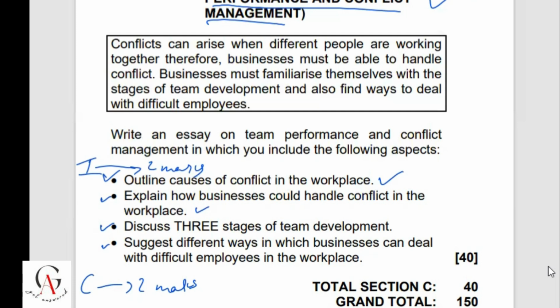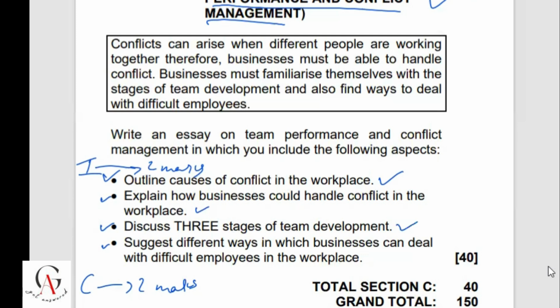Now let's check bullet number 3, discuss 3 stages of team development. In team development, we have the forming stage, storming, norming, performing, and adjourning. Under forming, individuals gather information and impressions about each other, the scope of the task and how to approach it. Under storming, teams go through a period of unease or conflict after formation.